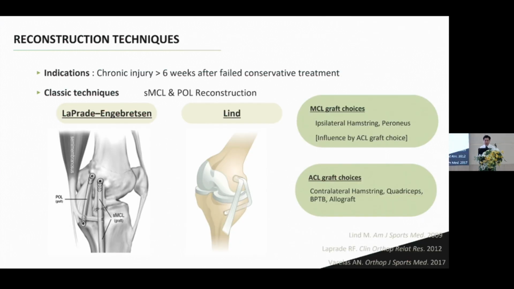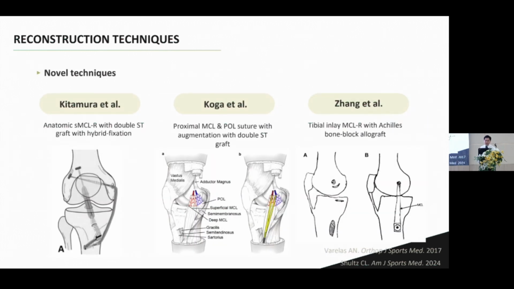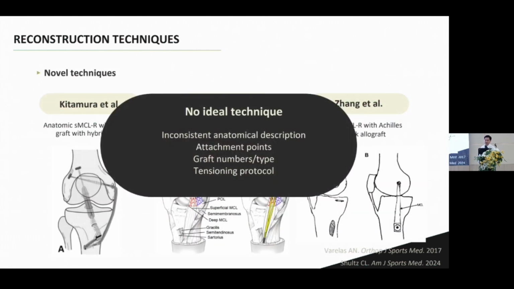If we should reconstruct the MCL, it should be reserved for chronic injury with failed conservative treatment. The classic techniques are from LaPrade and Lin, which involve SMCL and POL reconstruction. There are multiple graft choices, which are influenced by the ACL graft choice in our operation. And there are many novel techniques, but there is no ideal technique, for the reasons shown on the screen.